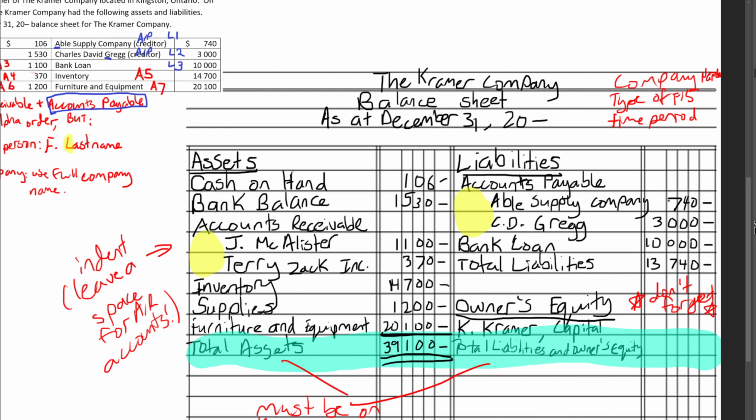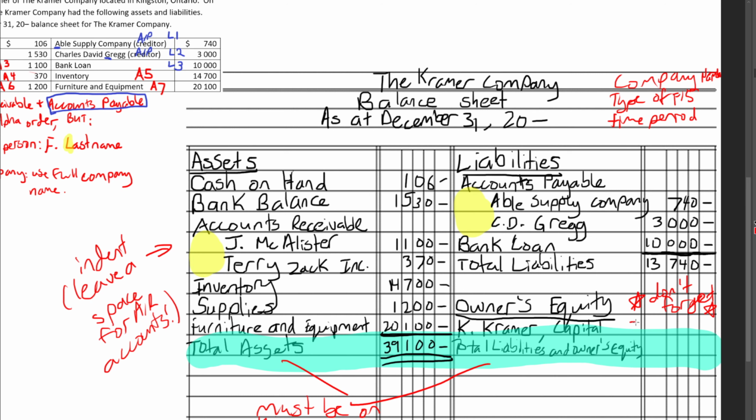Same thing on total liabilities. I added up 740 plus 3,000 plus 10,000. I need my equal sign underneath the last account. And I got my total liabilities of 13,740. Now, you have to calculate the capital account or the owner's equity account. And you do that by using the formula.